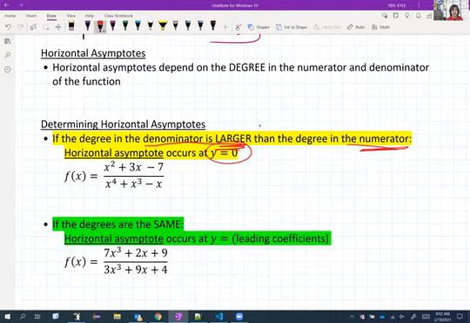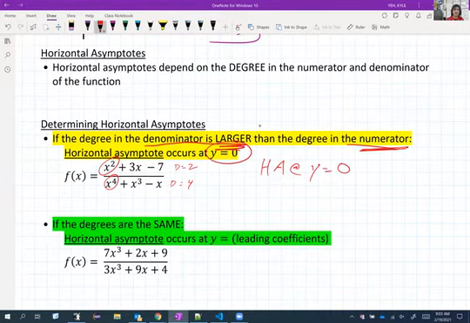Let me show you what it looks like, then let me explain it. What is the degree on top? The degree on top in this is 2, because x squared is the largest power of x that we have. The degree on bottom is 4, because we have an x to the 4th down there. That's the largest power that we have of x. Degree on bottom is larger than the degree on top. That means horizontal asymptote at y equals 0.